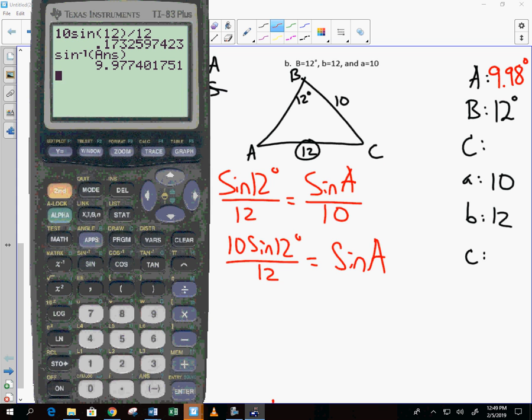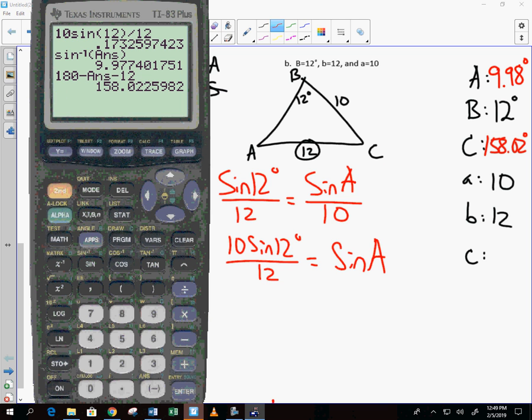Now, a lot of people are like, hey, that doesn't sound right. That's a really small angle. Well, should it be bigger than 12 or smaller than 12? Why? Side A is smaller than side B. Exactly. Can you now find angle C? Yeah, you take 180 minus that answer minus 12, and you get 158.02. Great. I've got 158.02 degrees.